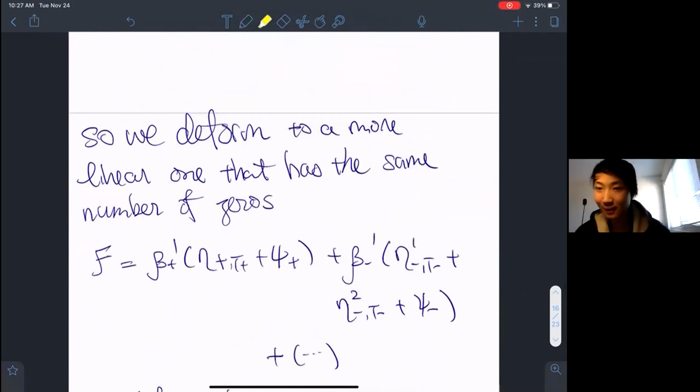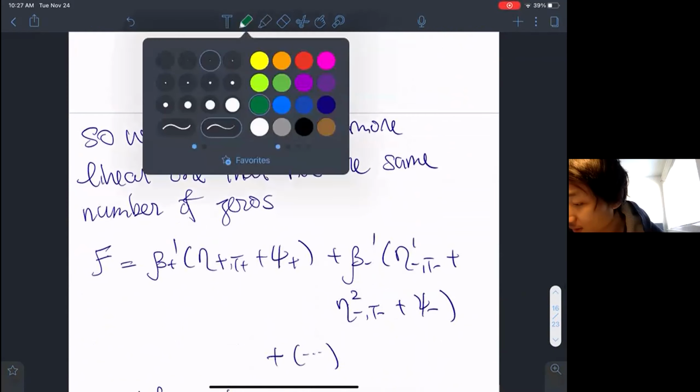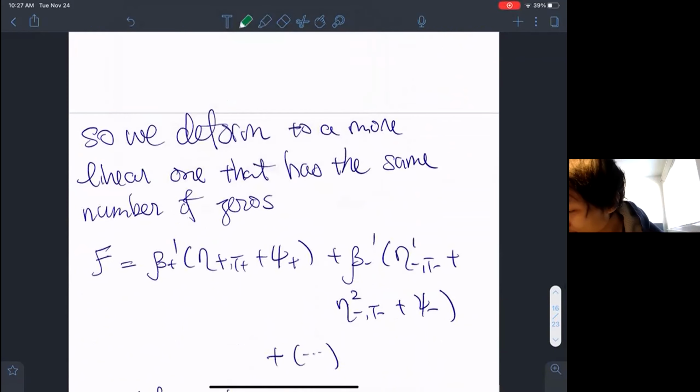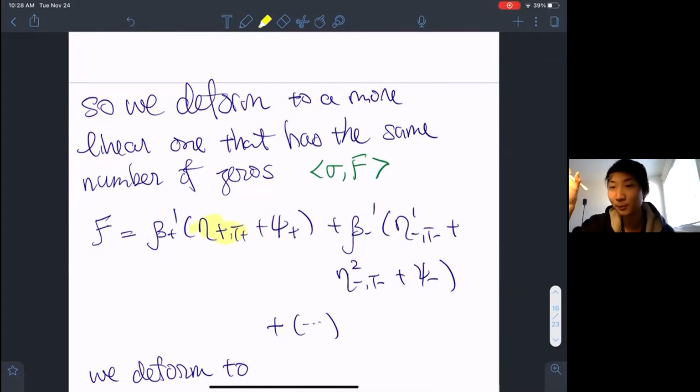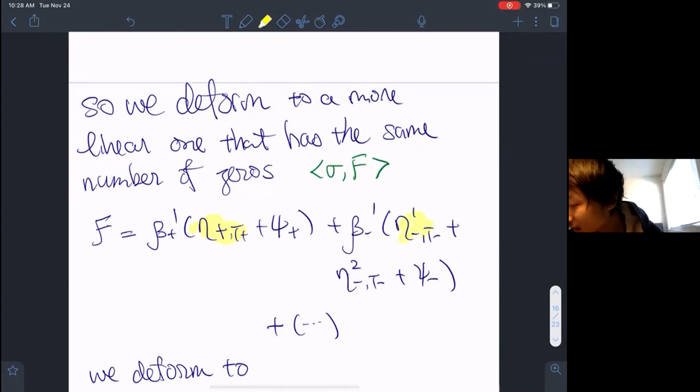So let's recall that the section is sigma paired with f. Let's look at the f for a little moment. So what's in it? Let's take a look. It's the eta term that comes from u plus, and the eta term that comes from u minus, and then the perturbation we added in from psi plus and psi minus, plus a bunch of nonlinear terms. So what terms are we going to throw away?